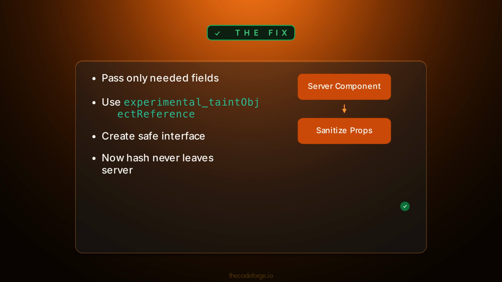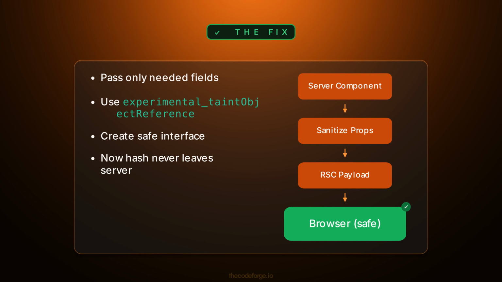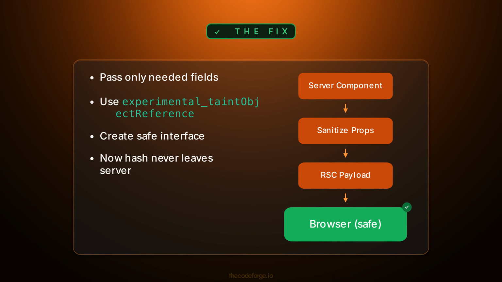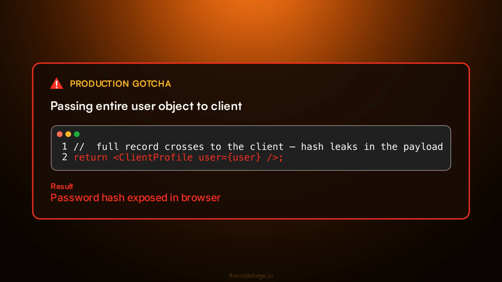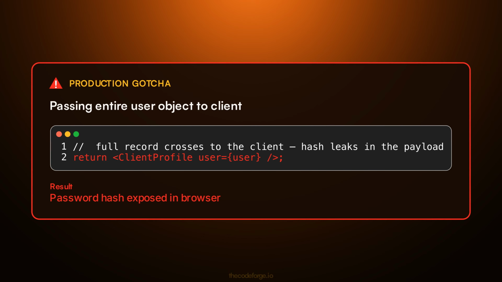The fix is to pass only the exact fields the client needs. Use experimental taint object reference to make sensitive objects throw if they cross the boundary. Now the hash stays server-side. This is the exact mistake from the incident. Passing the full user object as a prop serializes all fields, including password hash, to the client.